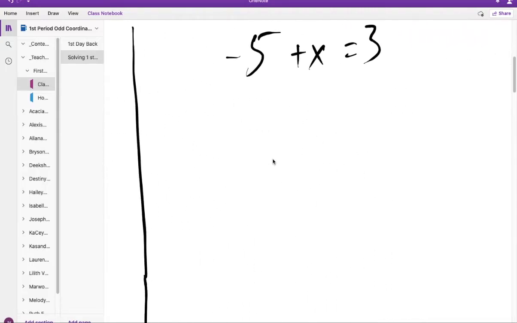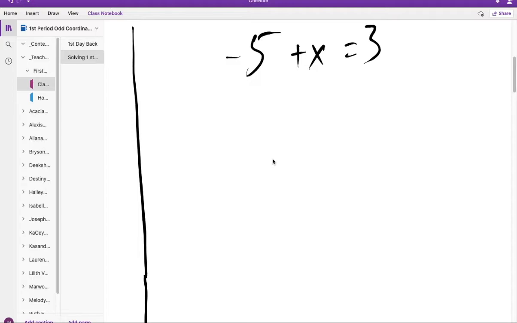We have negative 5 plus x equals 3. So negative 5 plus what number is going to give me 3? Maybe you see this right off the bat, maybe you don't. It's okay. Again, I want to get rid of any number that is being added or subtracted to that x. So you may ask yourself, is negative 5 being added or is negative 5 being subtracted to that x? Well, negative 5 is being added.